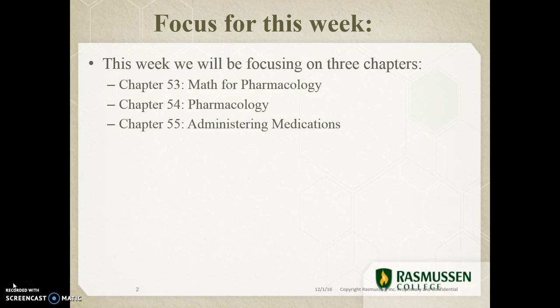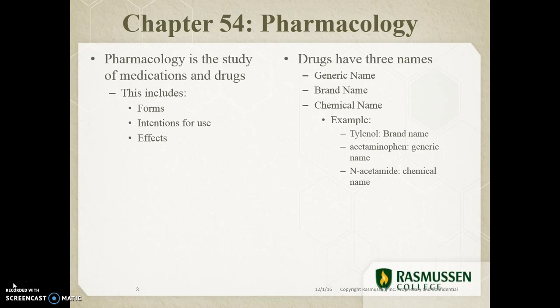So let's go ahead. We're going to start right in the middle here. We're going to start with chapter 54 today. So chapter 54 is looking at pharmacology, which is the study of medications and drugs, including their forms, intentions for use, and effects. Now, in Module 7, we talked about the classifications of drugs in your lab classes. We talked about the scheduling of drugs, but what we did not talk about was the drug names.